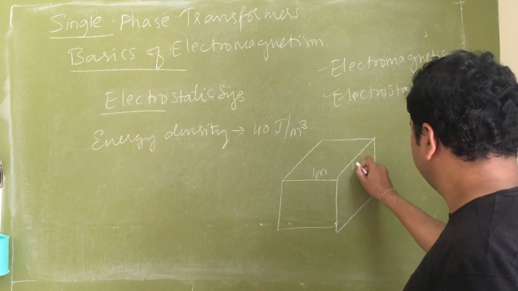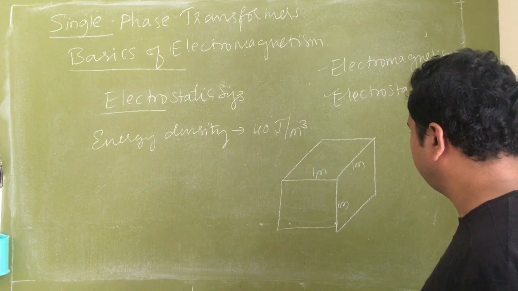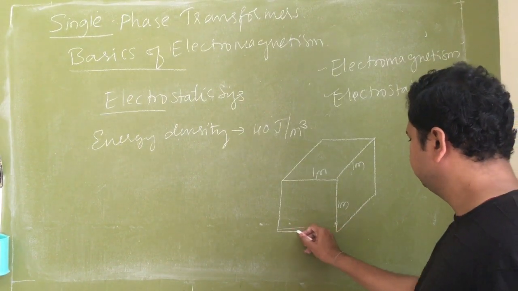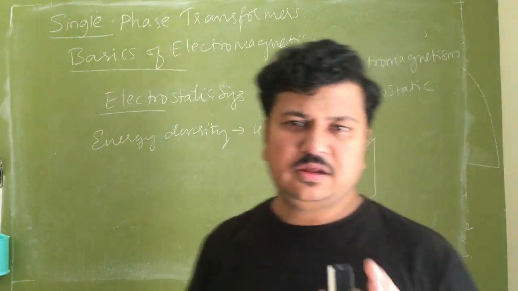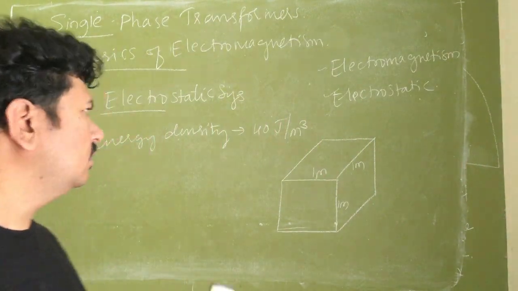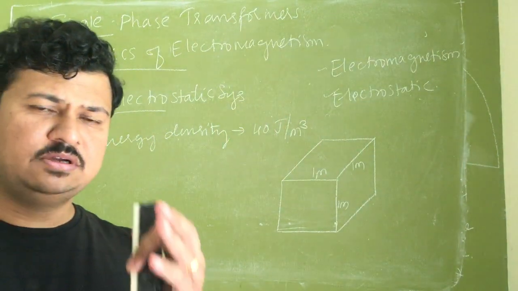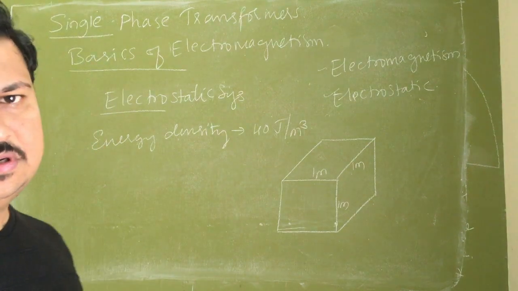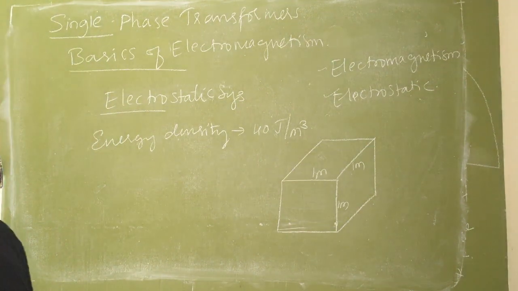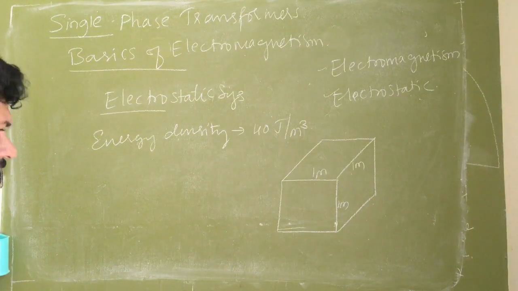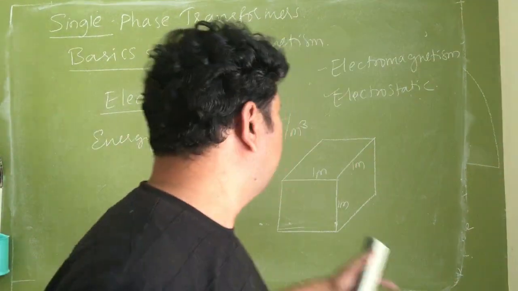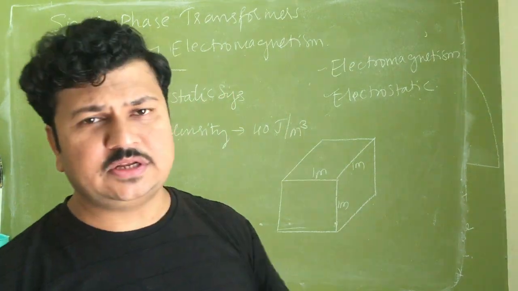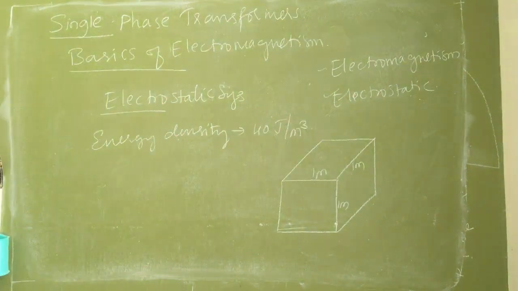1 meter, 1 meter, and 1 meter. This is a 1 meter cube. If this is the electrostatic field, it can store just 40 joules of energy. So if I create an electrostatic field of 1 meter cube volume, it will store 40 joules of energy. That's it. Now what about electromagnetism?